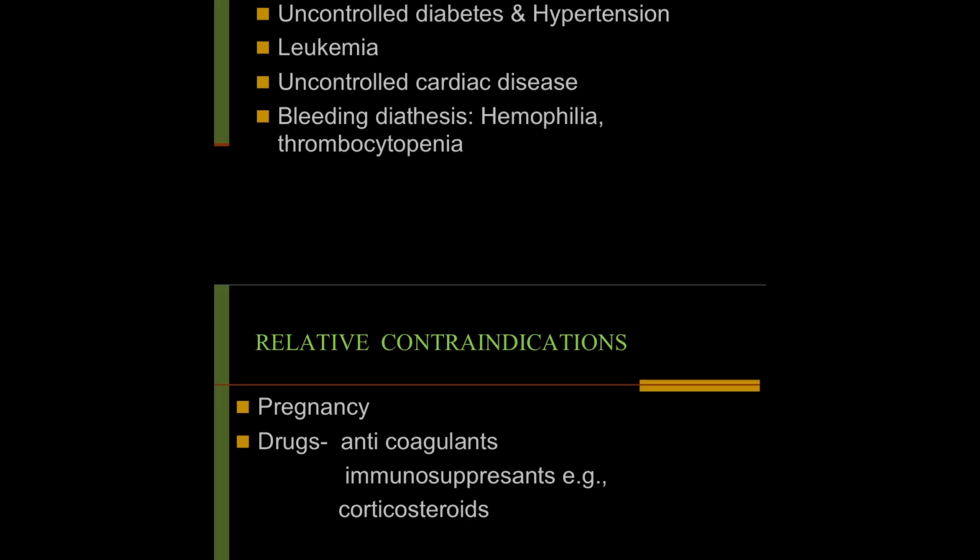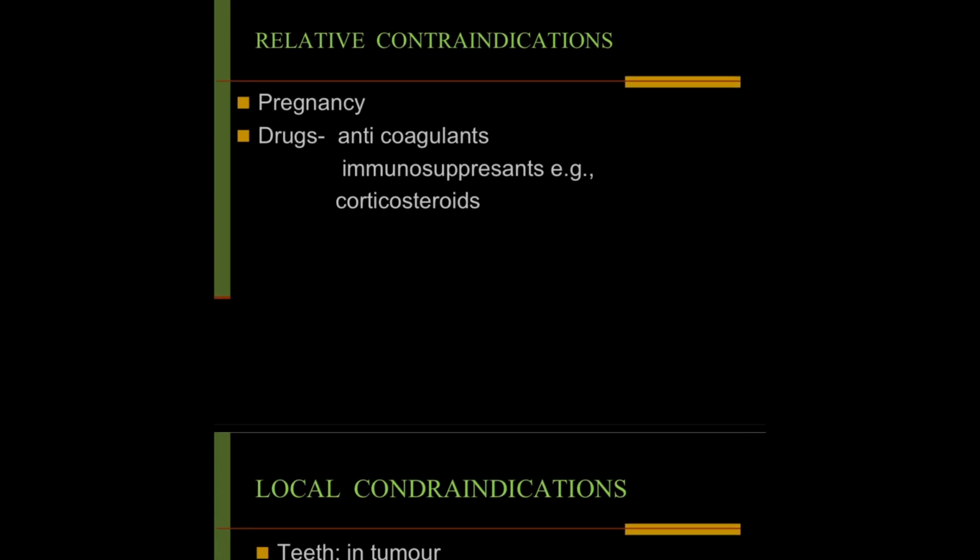Then if the patient has leukemia, uncontrolled cardiac disease, bleeding diathesis, hemophilia, or thrombocytopenia, these are contraindications. Relative contraindications can be pregnancy and drugs, such as anticoagulants. If the patient is on anticoagulants, immunosuppressants or corticosteroids.